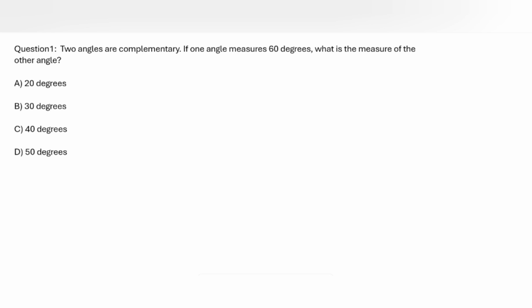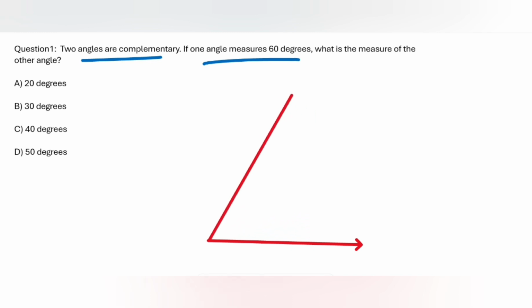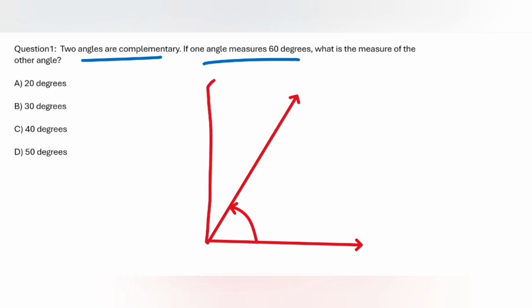Hello everyone, here the question is: two angles are complementary. If one angle is 60 degrees, then what is the measure of the other angle? Okay, let us say this angle is 60 degrees. Alright, so as per the statement, two angles are complementary means if we add up two complementary angles, the resultant angle will be 90 degrees, right? So let us say this is 90 degrees. Alright, so we have been asked to find out this part of the angle. Say this is 60 degrees and this we have to find out.